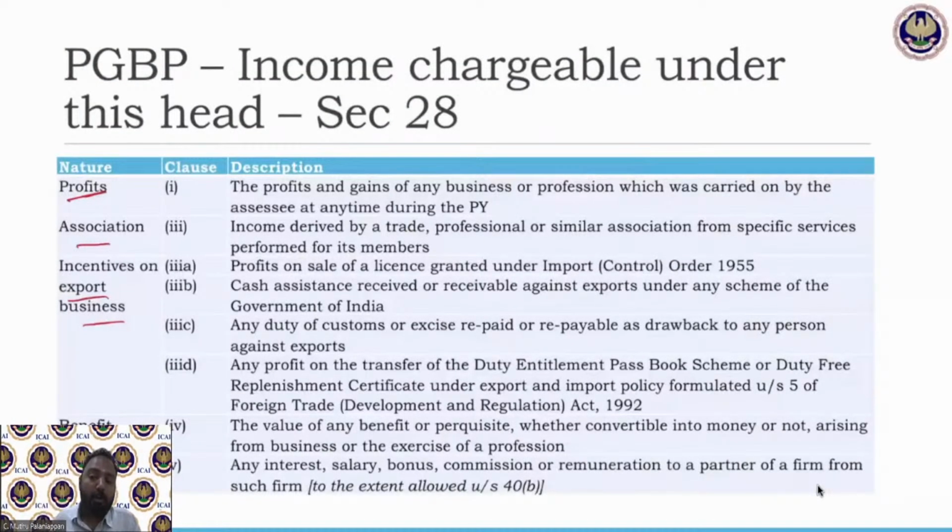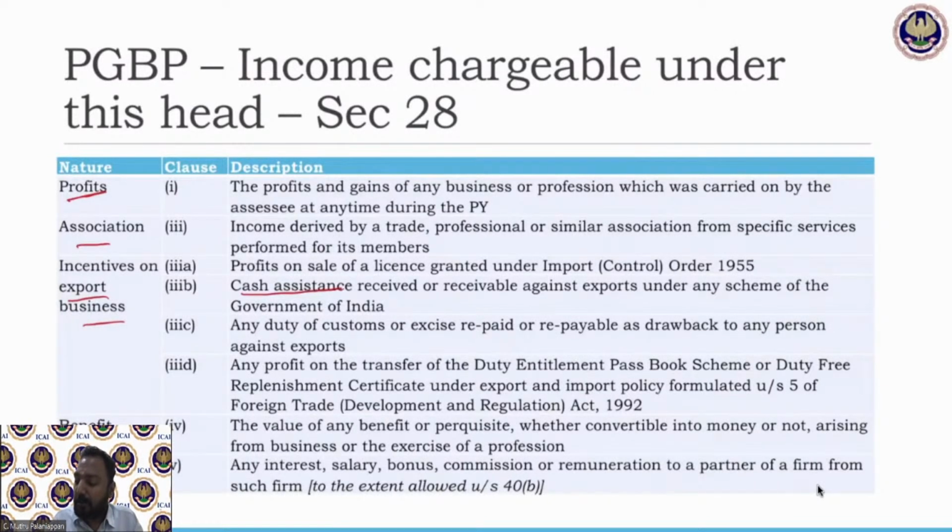So this is what you call an incentive on export business. Typically, any receipts that you receive in the form of cash assistance for any exports that you're doing is also taxable income.